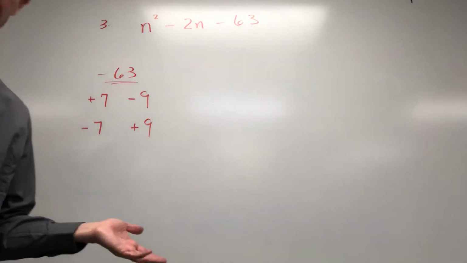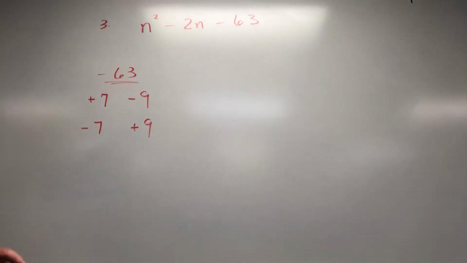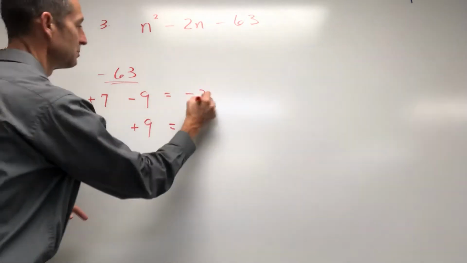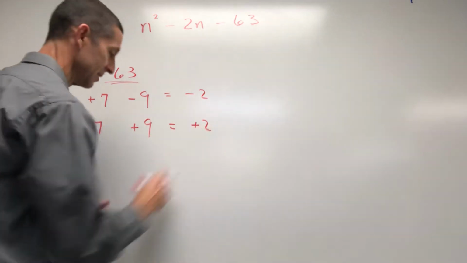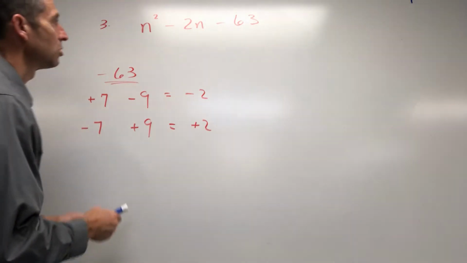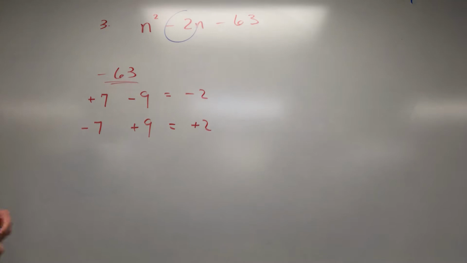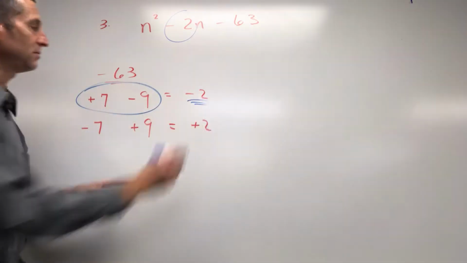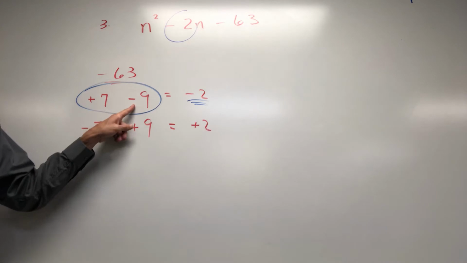So we check our list. Both of those will multiply to give me negative 63. Let's add them across. Plus 7 minus 9 gives me negative 2. This gives me positive 2. So what we're looking for is the negative 2 right there. So my two numbers that give me the negative 2 are positive 7, negative 9.